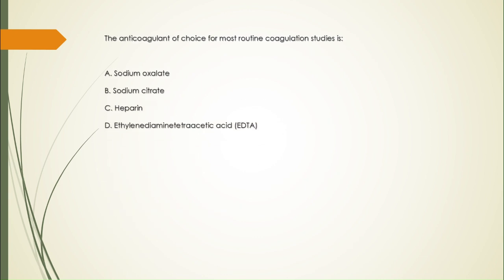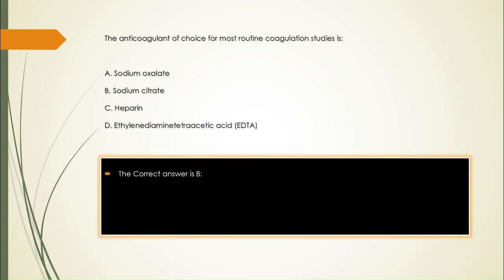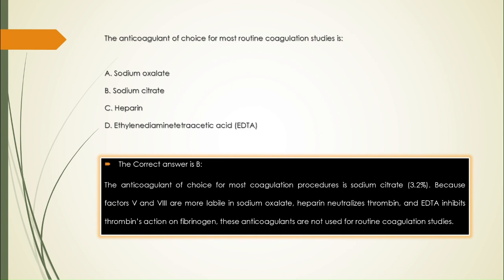The anticoagulant of choice for most routine coagulation studies is A. Sodium oxalate. B. Sodium citrate. C. Heparin. D. Ethylenediaminetetraacetic acid, EDTA. The correct answer is B. The anticoagulant of choice for most coagulation procedures is sodium citrate, 3.2%. Because factors V and VIII are more labile in sodium oxalate, heparin neutralizes thrombin, and EDTA inhibits thrombin's action on fibrinogen, these anticoagulants are not used for routine coagulation studies.